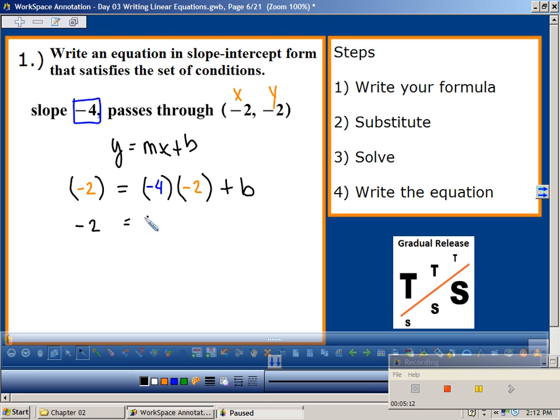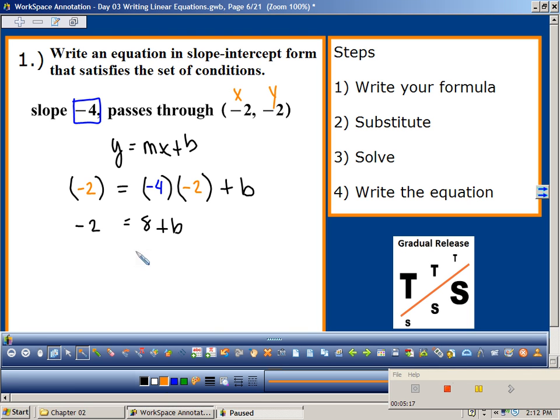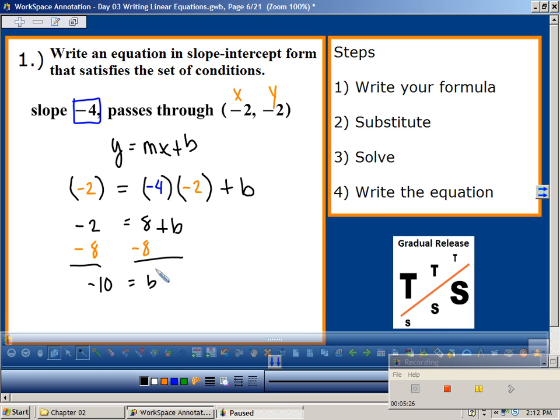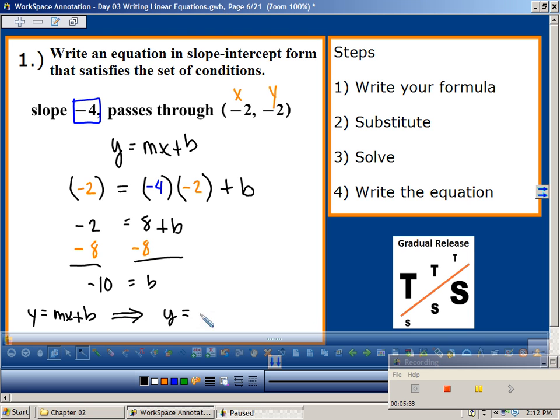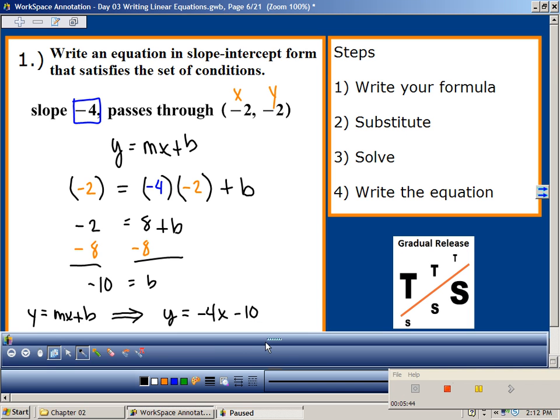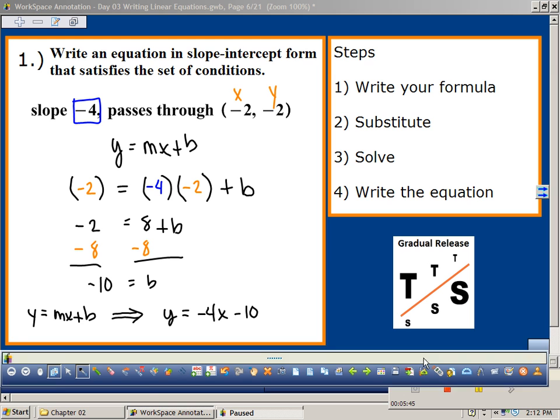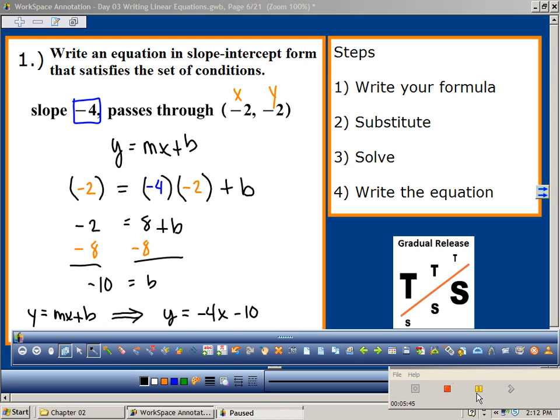Negative 2 equals positive 8 plus b. Subtract 8 from both sides. And I get b equals negative 10. My final step is to write my equation. y equals mx plus b can be written as y equals negative 4x minus 10. Go ahead and copy that down. Any questions? No questions? We're good? Okay, copy that down.